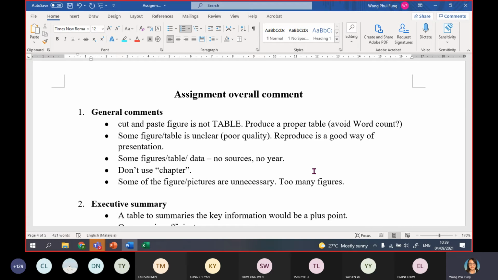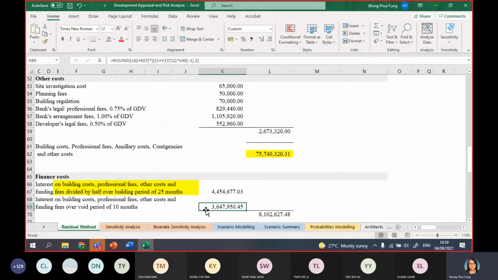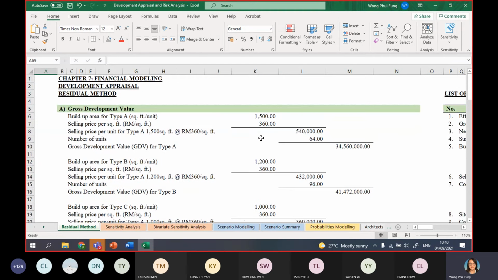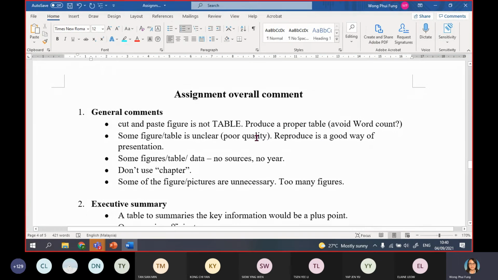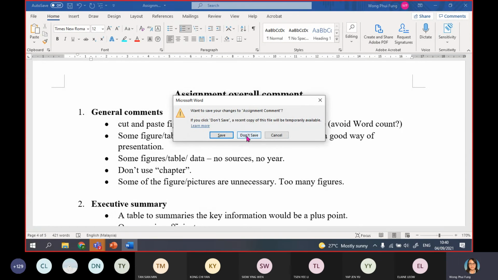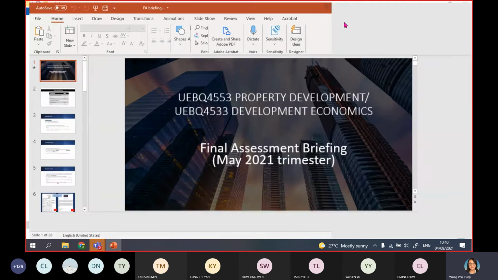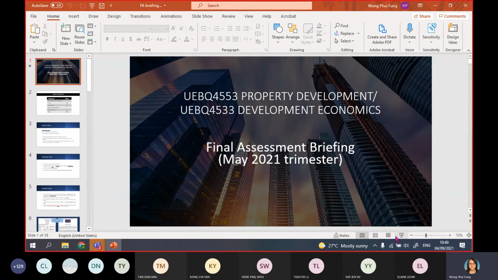But for the development appraisal, I would give credit to group number 1. It is very presentable, and I just feel comfortable reading it. Okay, if no question, then we will go to the FA briefing.